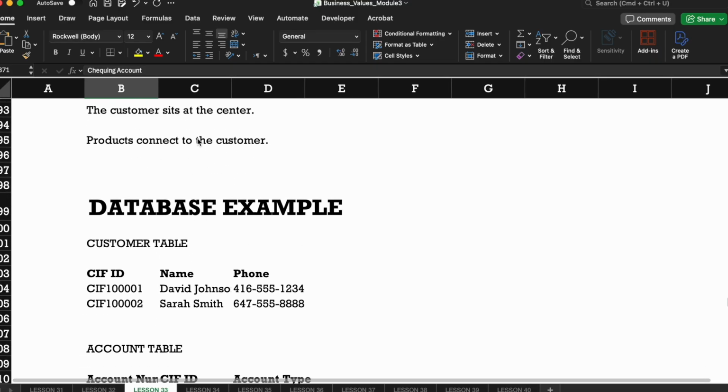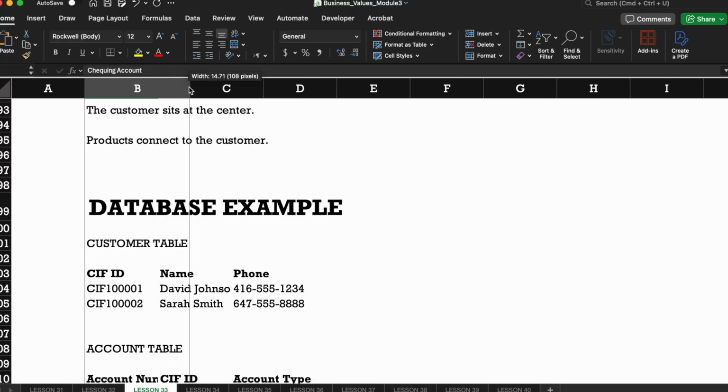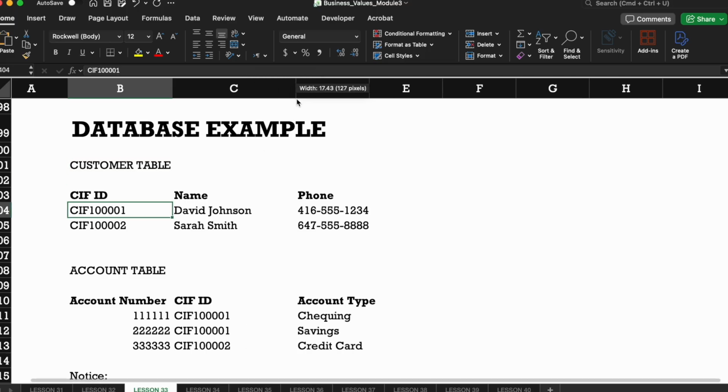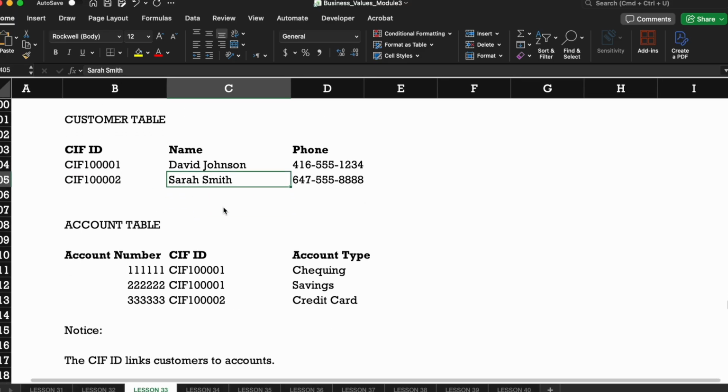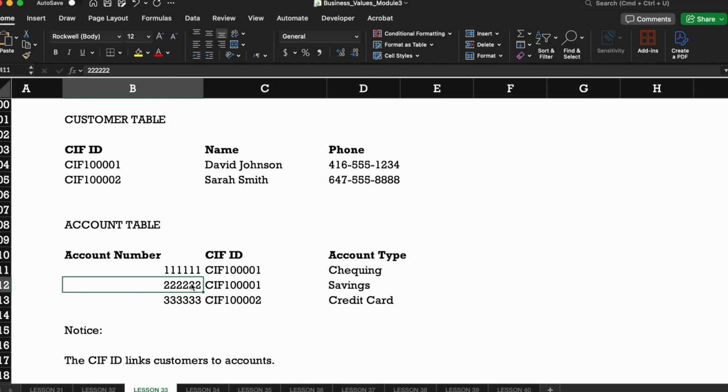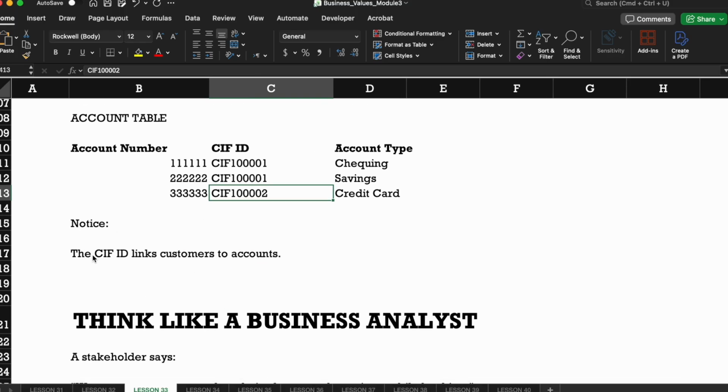Okay, so database, let's look at an example. Customer table: CIF number 1001, David Johnson, and the phone number. CIF number 2, Sarah Smith, and this is the phone number, right? The account table is here, the account number is here, and the CIF is here. These two are related to David Johnson, savings and checking, and 3 is related to Sarah, right? Credit card. Notice the CIF ID links the customer to the account.